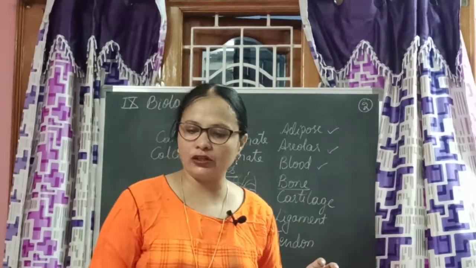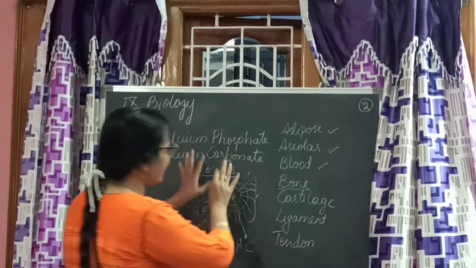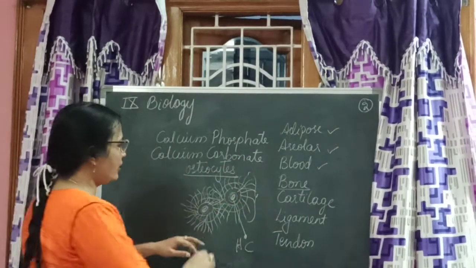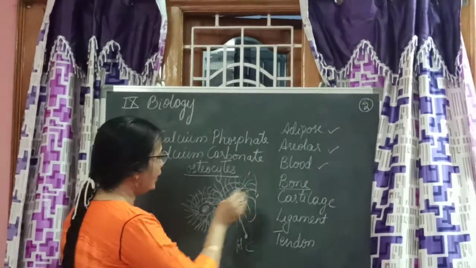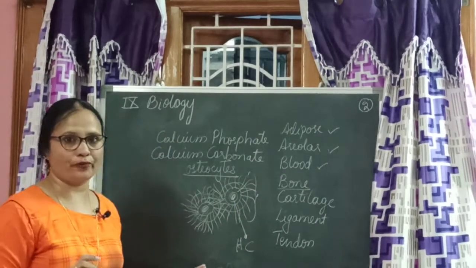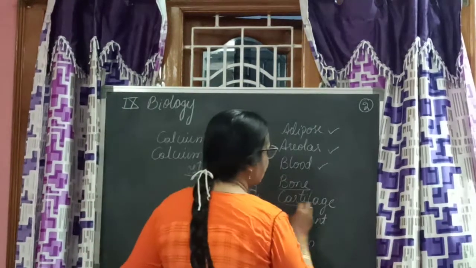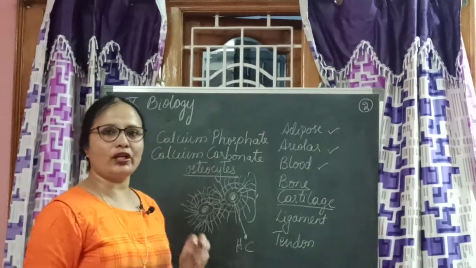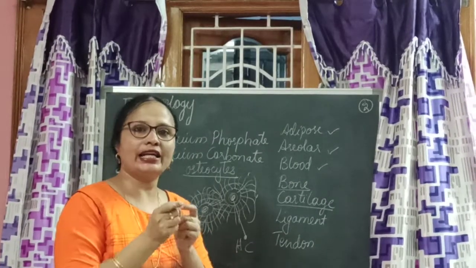Okay, with that we will know, and then next one is cartilage. That is all, children: Haversian canal, canaliculi, osteon and then osteocyte. With that we understand what is bone. Next, cartilage. Cartilage is also like bone, but it is flexible.